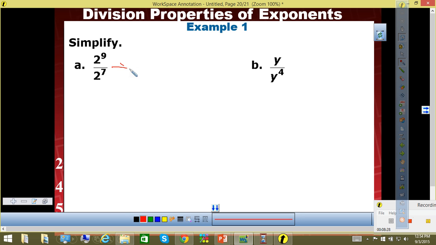Let's see. Are they the same base? Yes. 9 minus 7, that is 2. And I said to do the extra computation. So what is 2 squared? 4. Okay? This one. What do we need to do first before we do anything else? Put the 1.